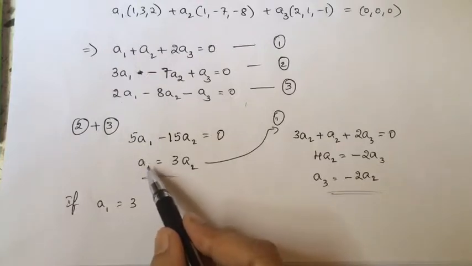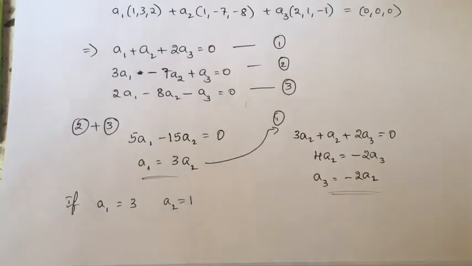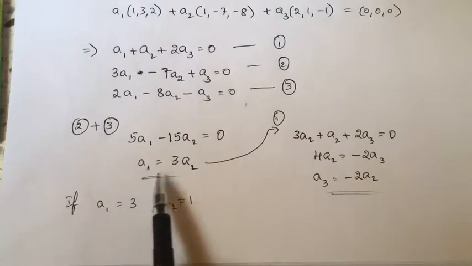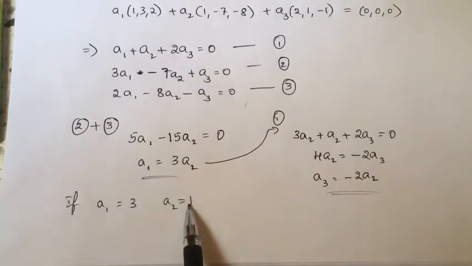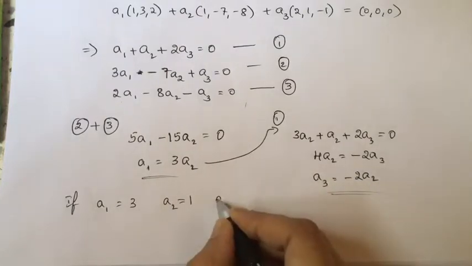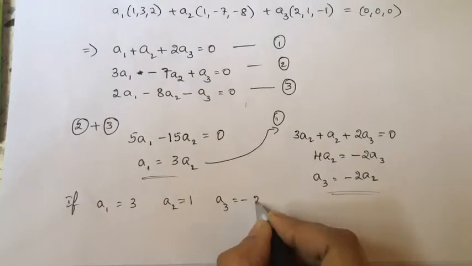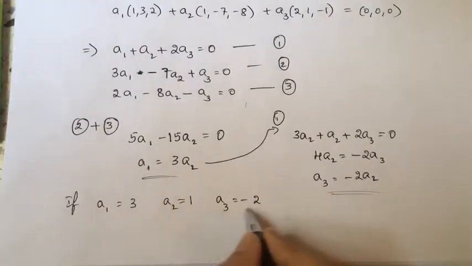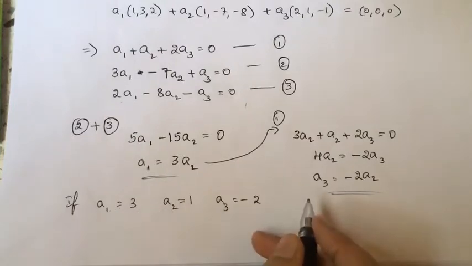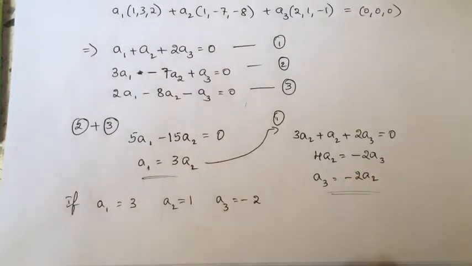If a1 is 3, then a2 is 1, because 3 equals 3a2, so a2 will be 3 by 3, which is equal to 1. And with a2 equal to 1, a3 is minus 2. So you can check all these ai's are not equal to 0.